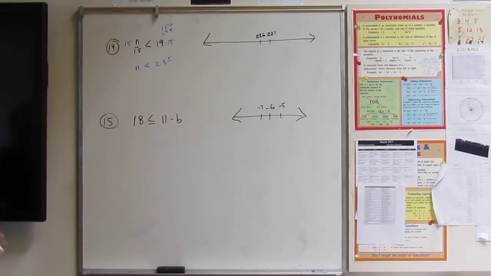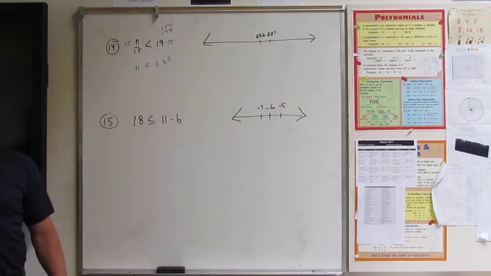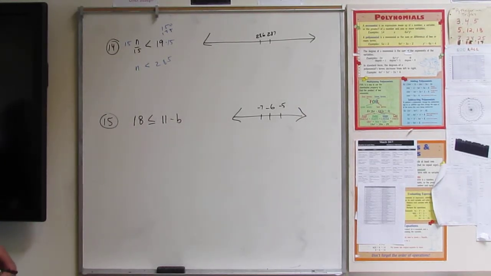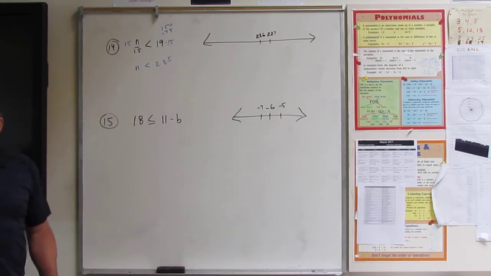I could have done it the other way too. 10 times 19, that'd be 190, plus half of 190, which is 85. So 85 plus 190 would be 275. Uh-oh. What's going on? That's not good. Came up with 275 and 285.